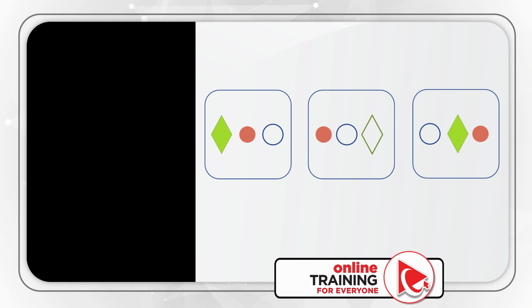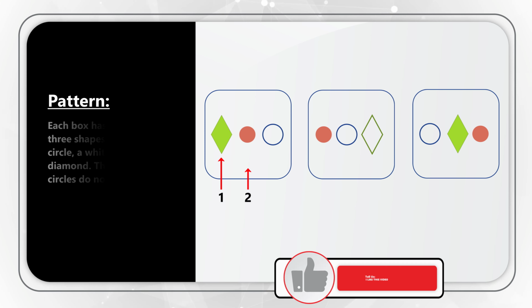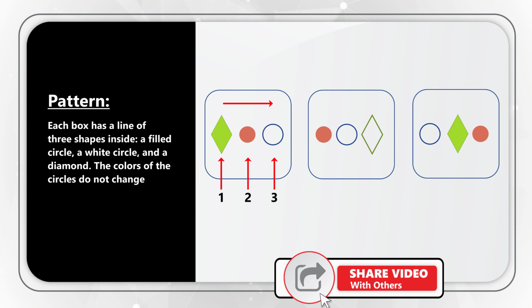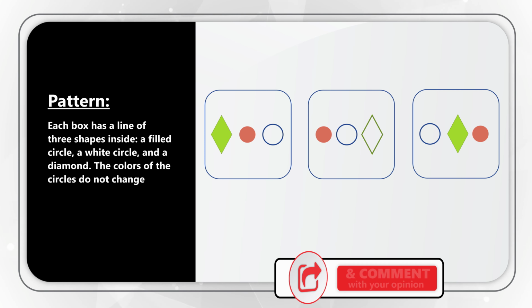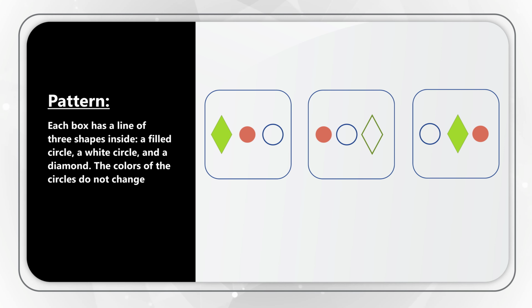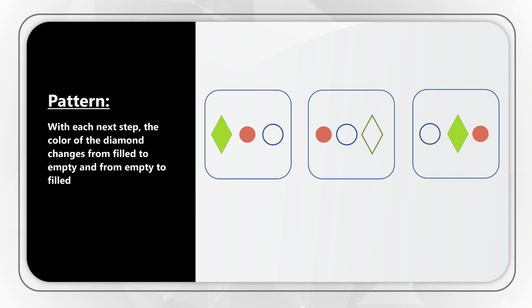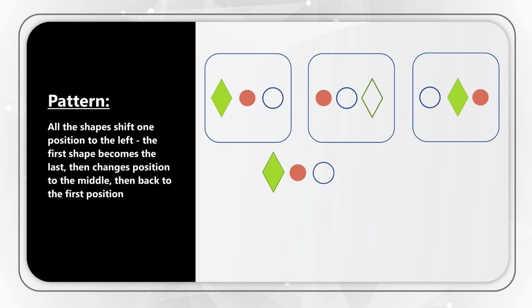If you take a close look at the shapes inside the square, each shape has a position 1, 2, and 3, going from left to right. You can also notice that there are 3 different shapes inside the boxes: a filled circle, a white circle, and a diamond. Another important consideration is that the colors of the circles do not change. But unlike colors of the circles, the color of the diamond changes from filled to empty and then from empty to filled. You can also notice that all shapes shift 1 position to the left.